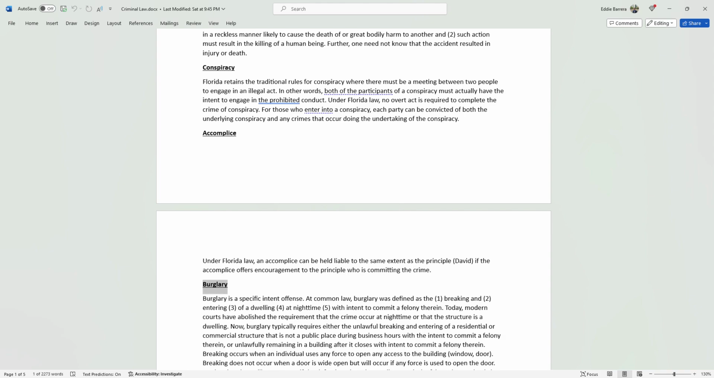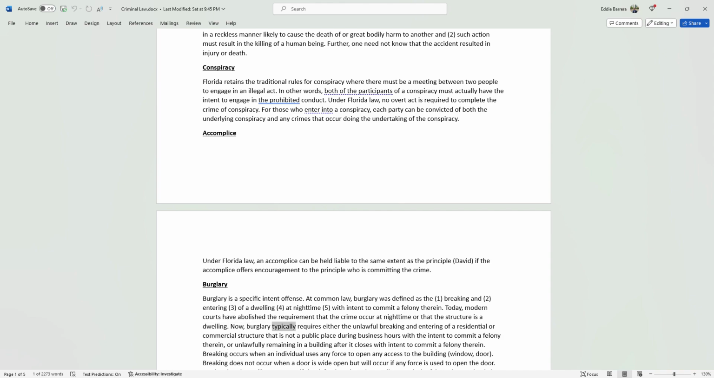Burglary. Burglary is a specific intent offense. At common law, burglary was defined as the 1. Breaking and 2. Entering 3. Of a dwelling 4. At nighttime 5. With intent to commit a felony therein. Today, modern courts have abolished the requirement that the crime occur at nighttime or that the structure is a dwelling.